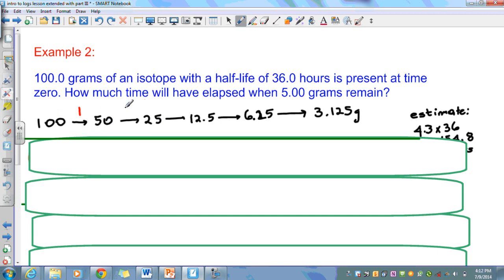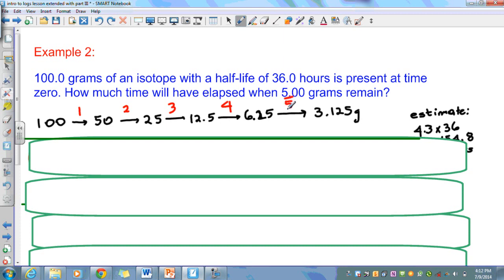After another half-life, or two half-lives, you get half of 50, which is 25 grams. After another half-life, or three half-lives, you end up with half of 25, which is 12.5. Now we're supposed to end up with 5, so I'm going to keep going. After another half-life, or four half-lives, you get 6.25. And notice, to get to 5, you need to go one more half-life.